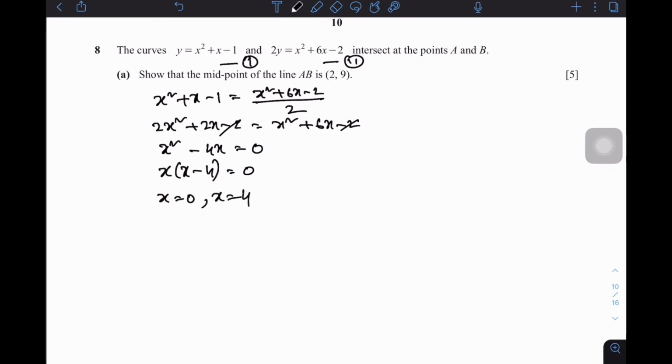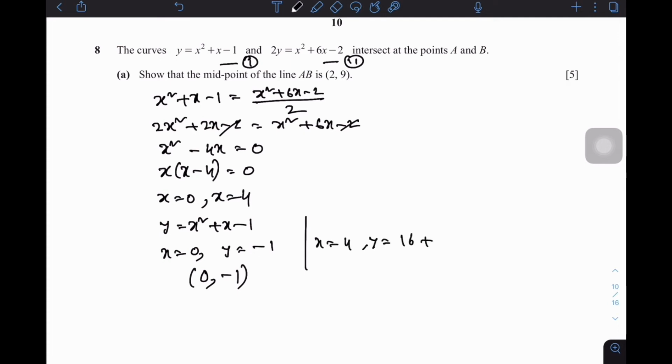And if I use these values in this equation, if x equals 0, y equals 0 squared plus 0 minus 1, that is minus 1. So one coordinate is (0, minus 1). And if I use x equals 4, then y equals 4 squared, 16 plus 4 minus 1, 20 minus 1, that is 19. So another coordinate is (4, 19).